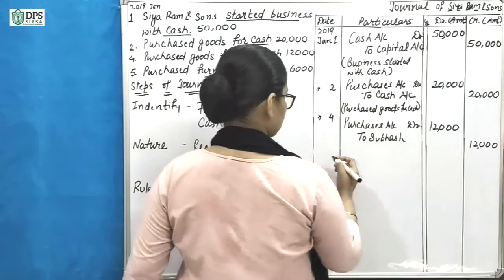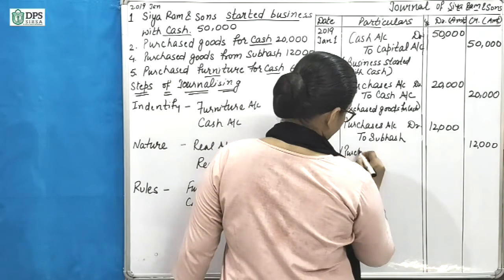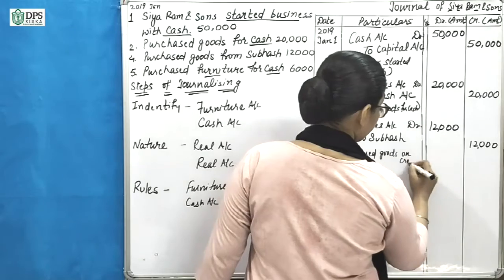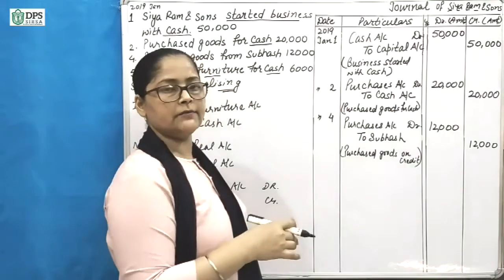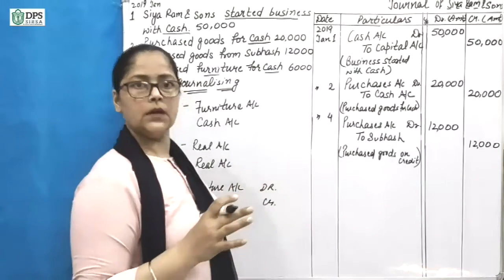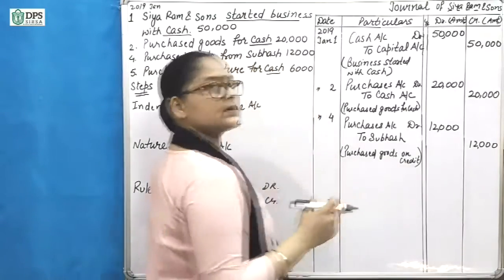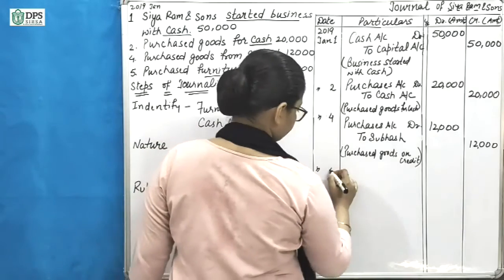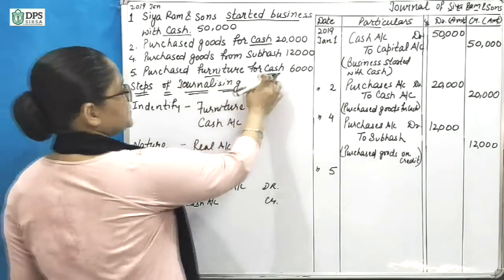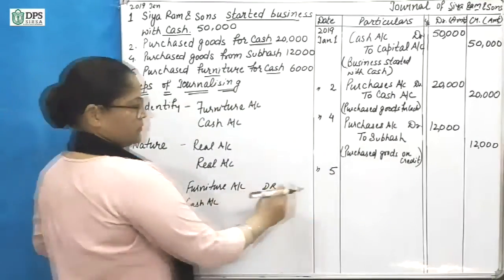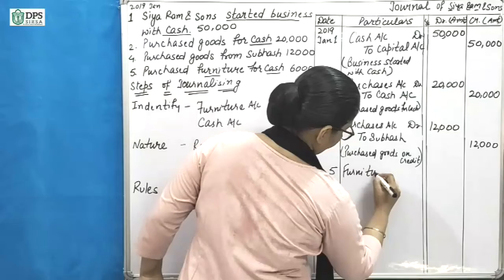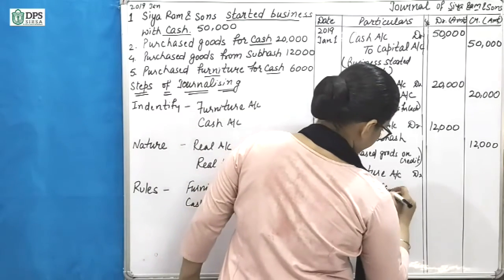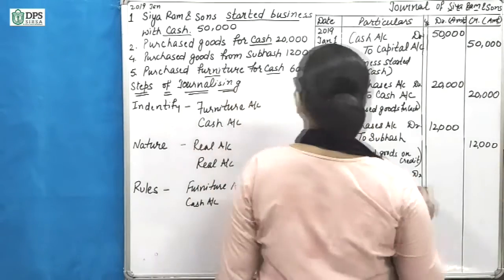So one thing I have skipped here is narration. So here we will write the narration. You can write purchased goods on credit, or you can also write from Subhash, which identifies that when the name of a person is given and the word cash is not given, it is identified as credit purchases. So you can write here purchased goods on credit. Next we have date 5, purchased furniture for cash. So we will do the entry furniture account debit. Here we will write furniture account debit to cash account. So the entry is 600.